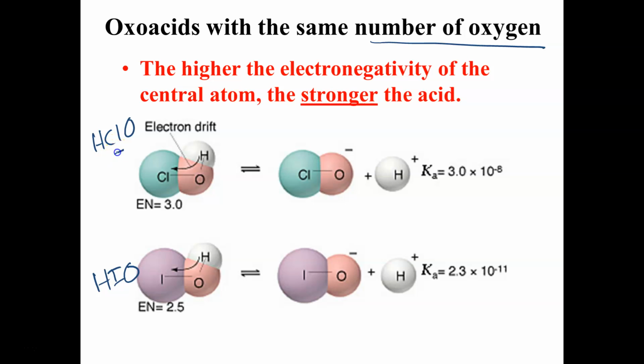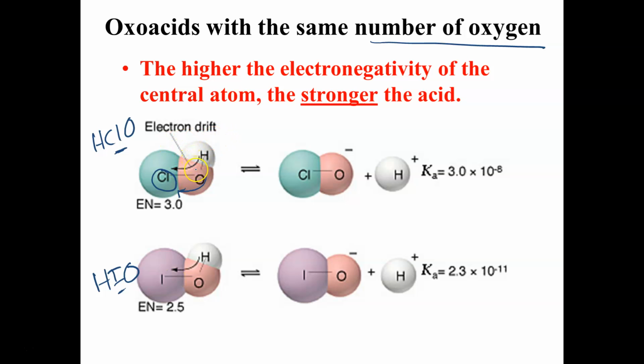So we're going to compare chlorine with iodine. It has it right here in the slide. Electronegativity of chlorine is a 3. Electronegativity of iodine is a 2.5. Chlorine's more electronegative. Look what happens. Chlorine, being more electronegative, is pulling electrons in towards it a little bit more than the iodine is. It's called electron drift. See that right there on the slide?